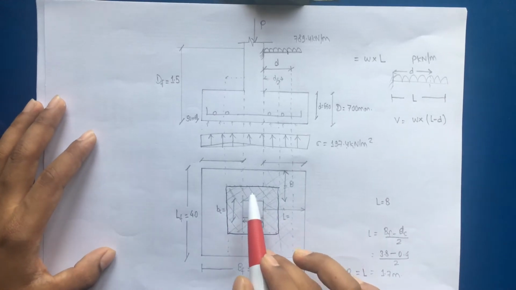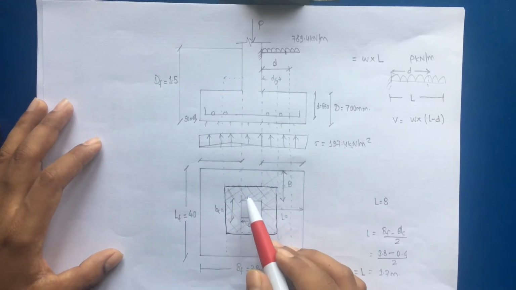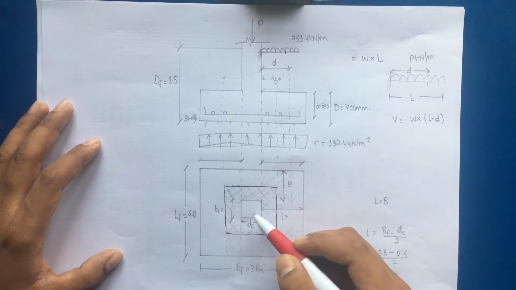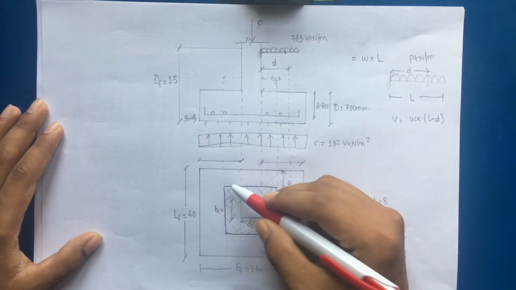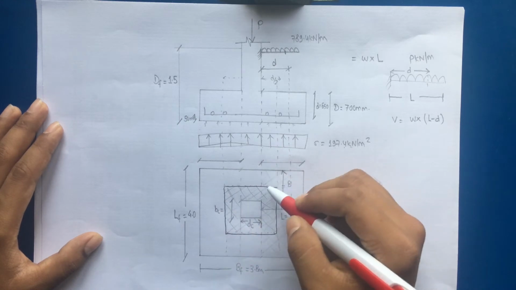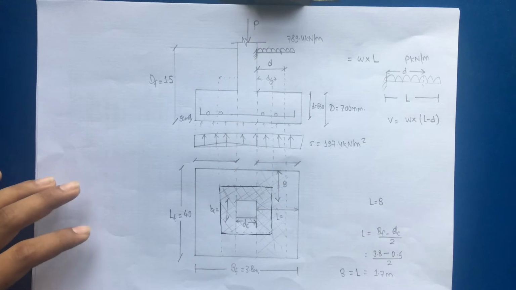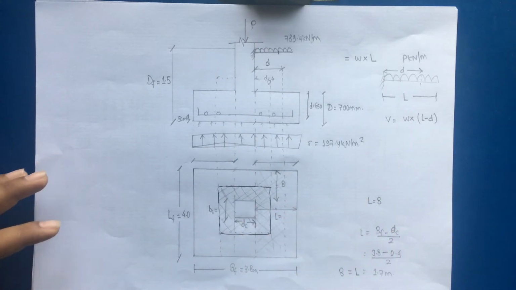this will be the critical area, that is the punching area, the shaded area. This is the section at which the punching is maximum, or the section which is responsible for resisting the punching, at a distance d by 2, d by 2, d by 2. So we have to calculate the two-way shear as per this punching area.